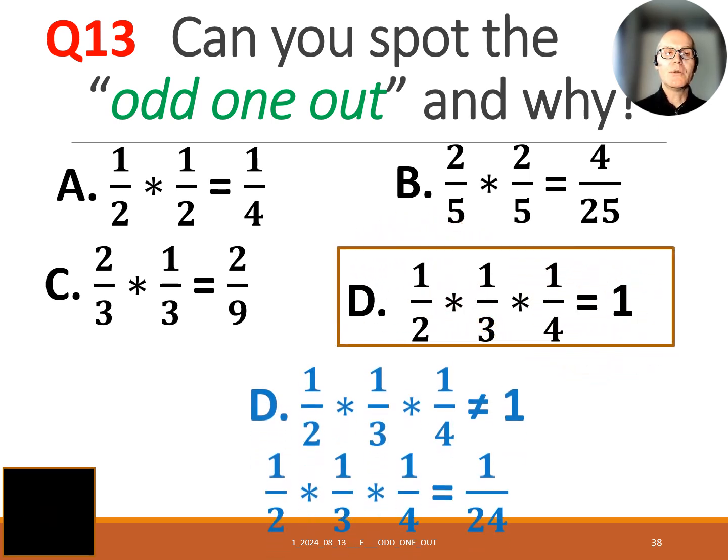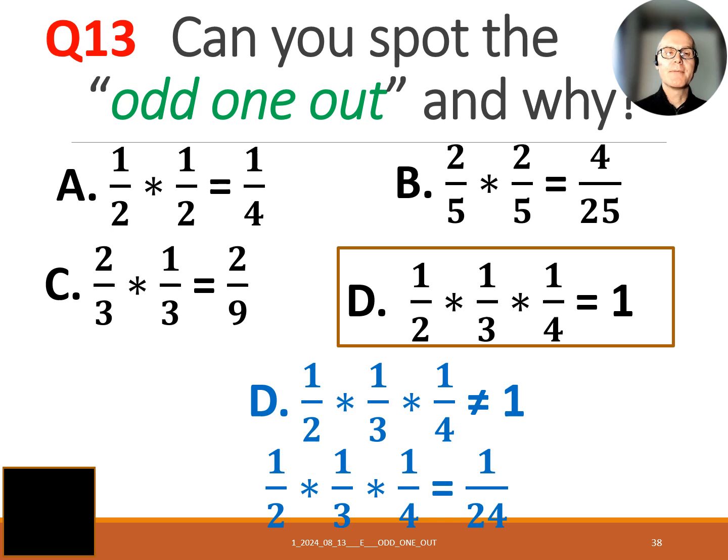The odd one out here was D, because a half times a third times a quarter is 1/24. 2 times 3 is 6, times 4 is 24. 1 times 1 times 1 is 1. 1/24, not 1.